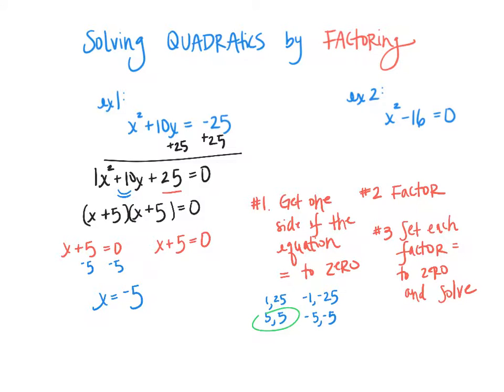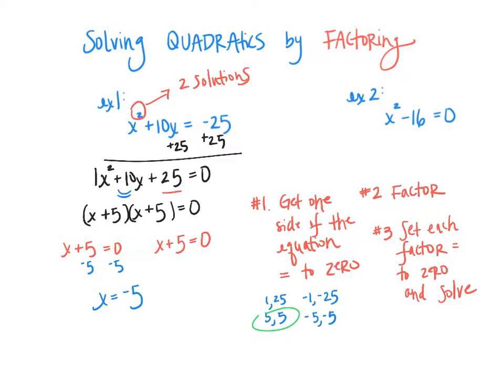I usually talk about this as a double solution. You know how quadratics are going to have two solutions. Sometimes the solution is a duplicate. So you are getting two solutions, but it's just a duplicate.